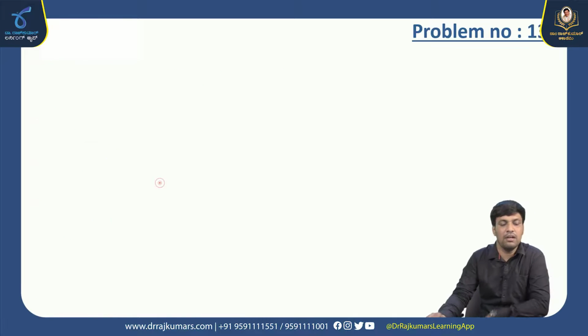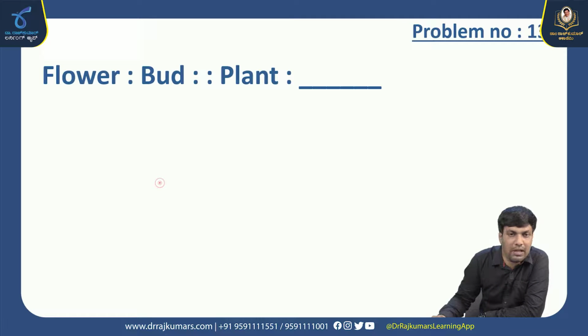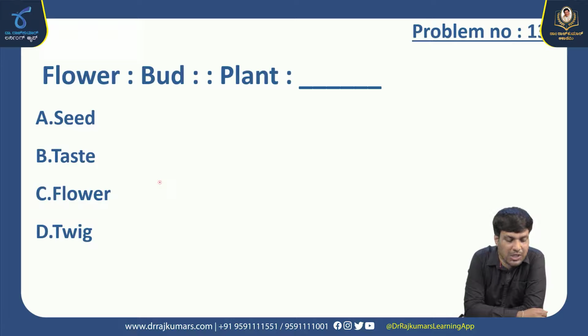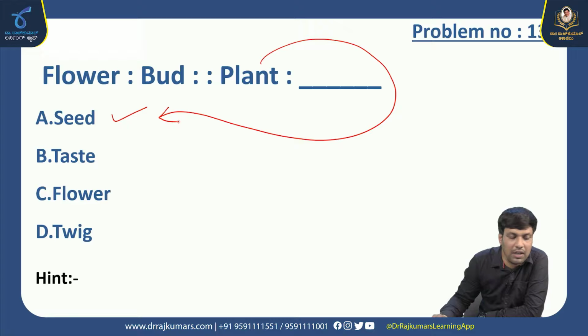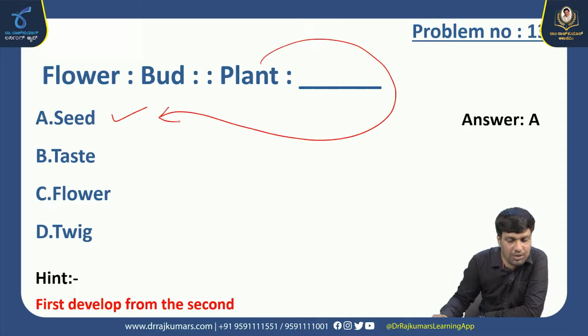Problem number 13. If a flower relates to bud, then how is a plant related to? The options are seed, taste, flower, as well as twig. From the question, we can clearly say that the first is developed from the second. Usually a flower is developed from the buds, right? Then we need to search for how a plant is developed. As we know, a plant is developed from a seed. So the right option is option A. Moving on to our next question.